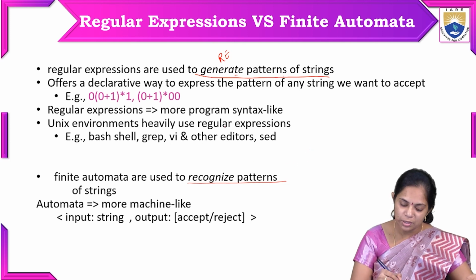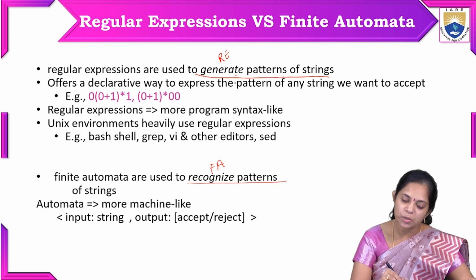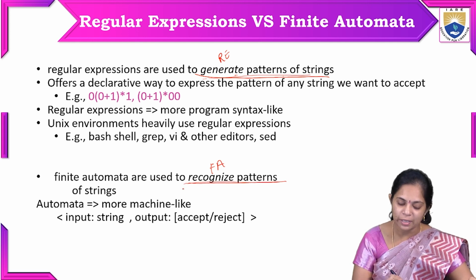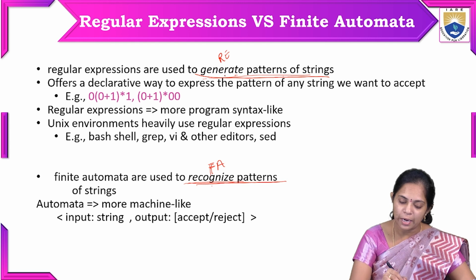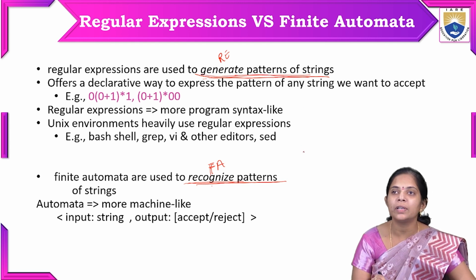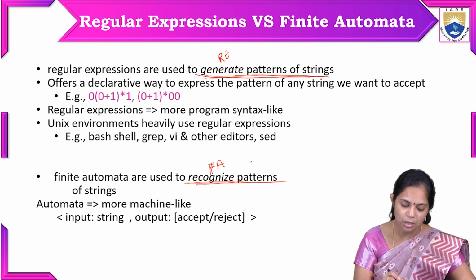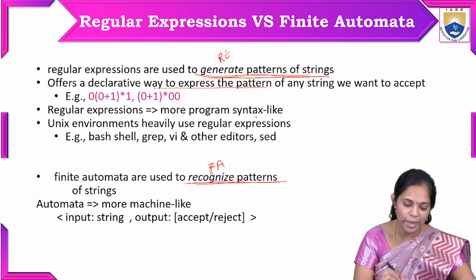So what is the difference? We represent the finite automata with FA. A regular expression generates the patterns of strings, whereas the finite automata recognizes the patterns. That is the difference between the finite automata and regular expression. It offers a declarative way to express the patterns of any string we want to accept.